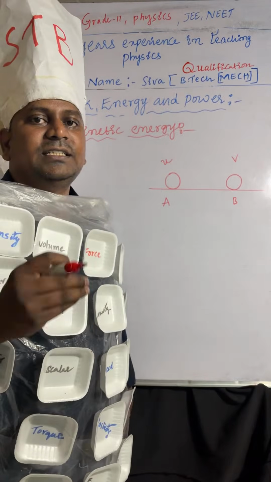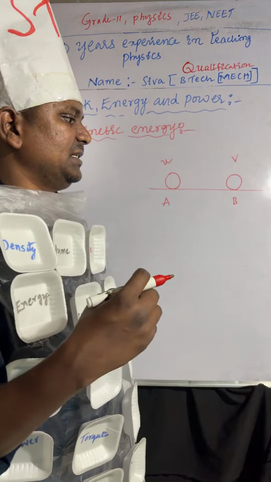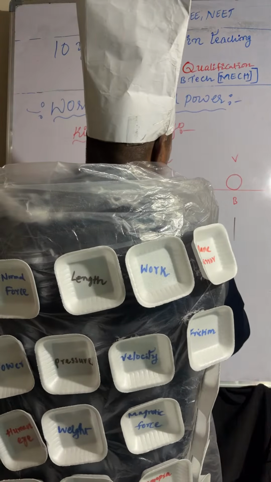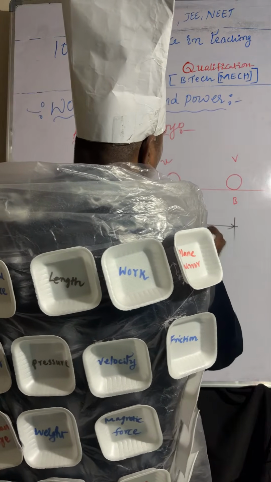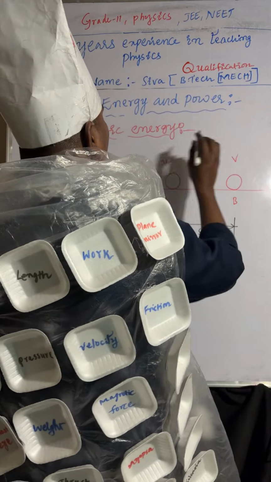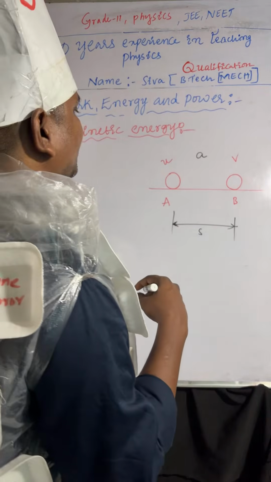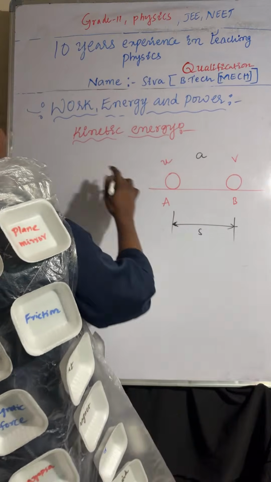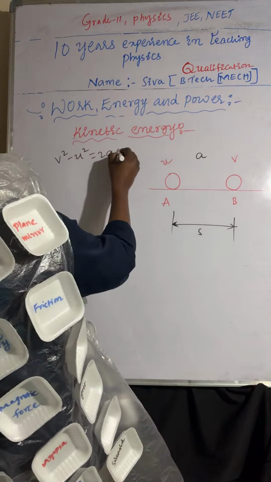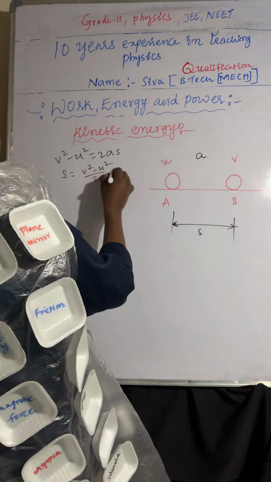So the object is at position A with initial velocity U. After traveling a certain distance, which is S, it reaches B. Here acceleration is there. Understood or not? From the equation of motion, we know V square minus U square equals 2AS, and S equals V square minus U square by 2A.